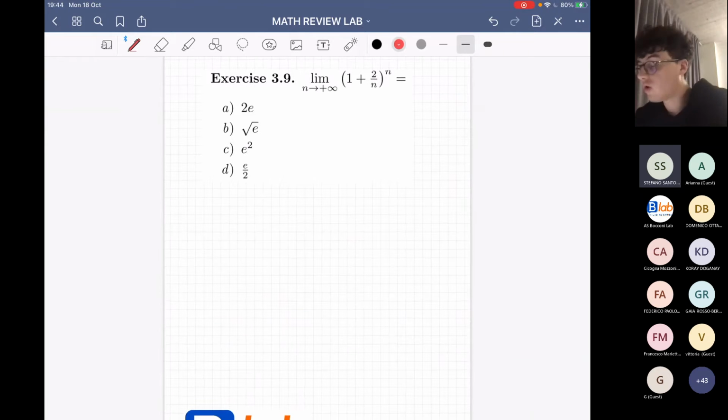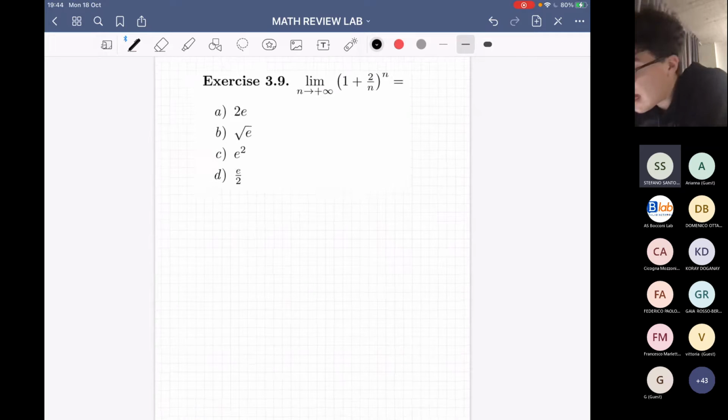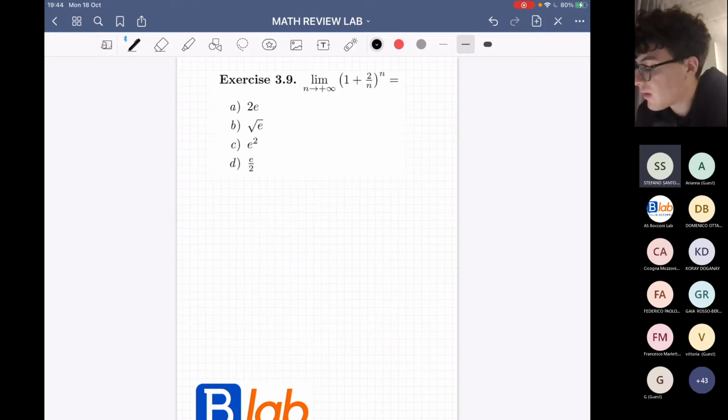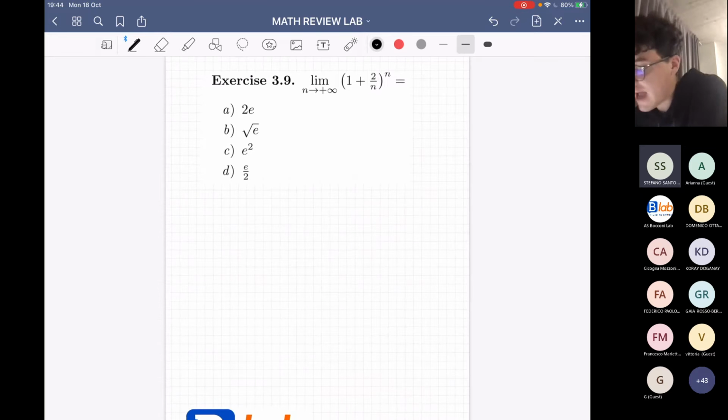Well, let's go over limits of sequences. Actually, when I was in high school, I did this before with functions, but I don't know why they do it like that at Bocconi. But okay, it's basically the same. That's a limit we have to solve. Of course, it's not that easy. We see that it's a little bit tricky.